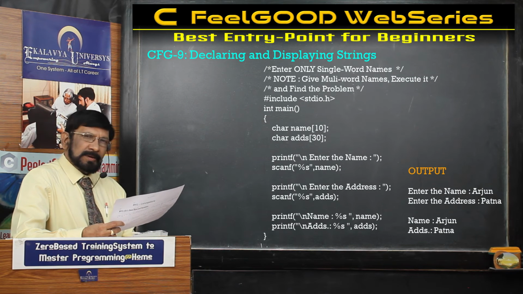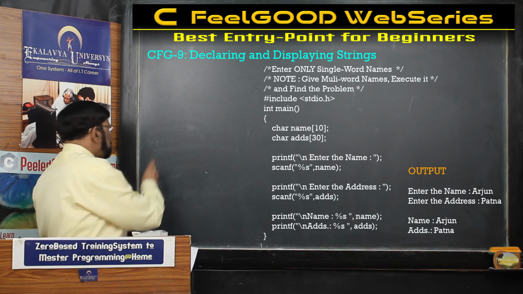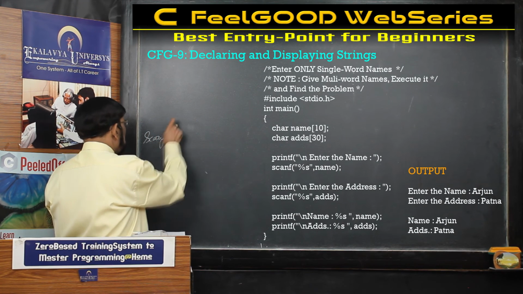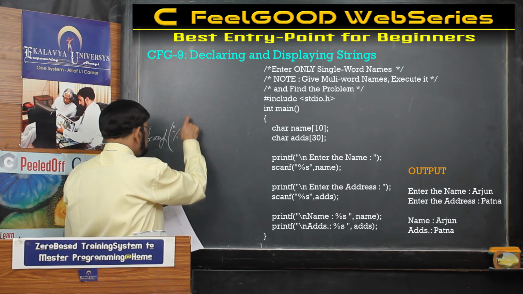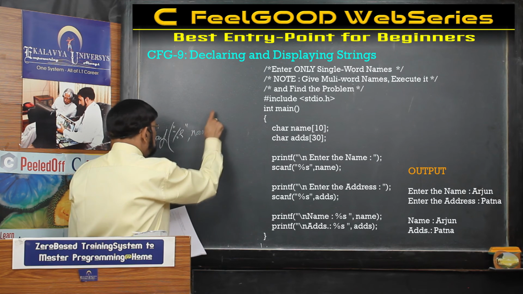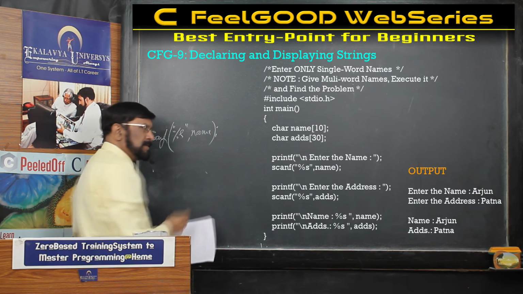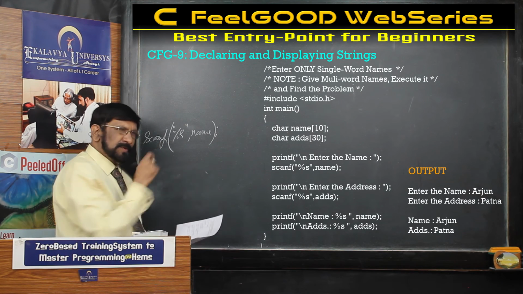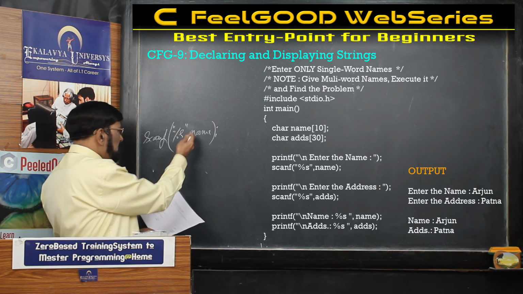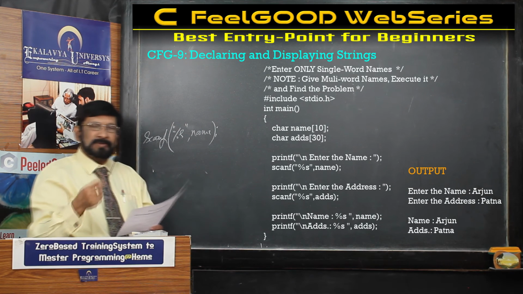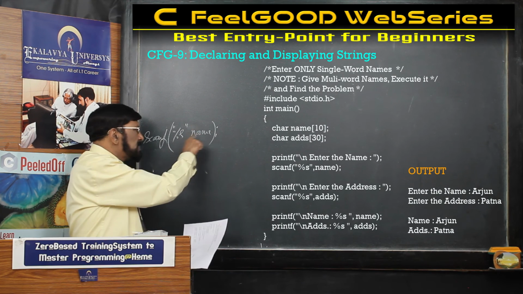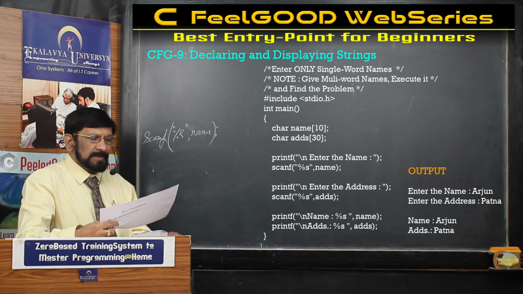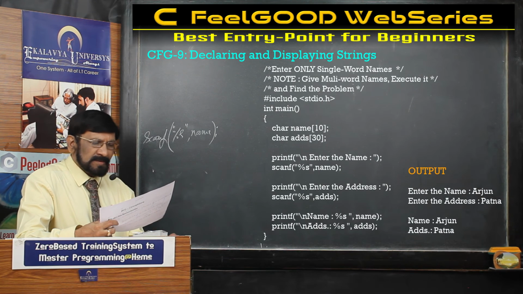Thereafter, the prompt statement: enter the name. And what are we using? Carefully observe. scanf with %s. Here you need not give the ampersand symbol. The ampersand symbol is not required. If you give it, also nothing wrong, but the C compiler automatically provides that. That's why, as far as strings are concerned, you need not give the address of name. Next one, address also the same way. That is also another string.